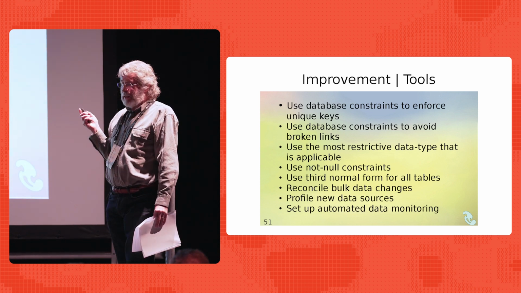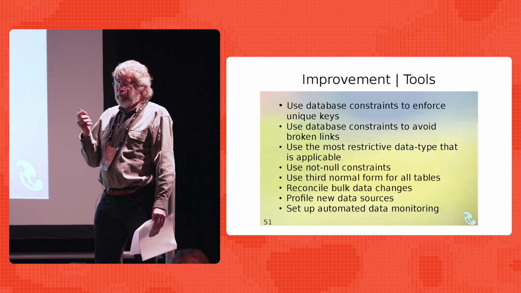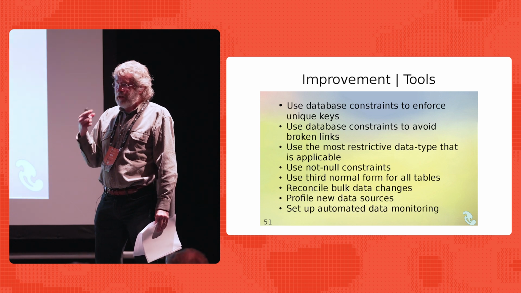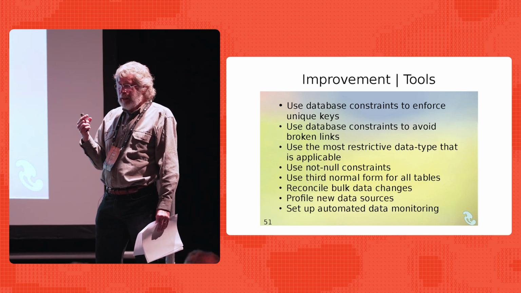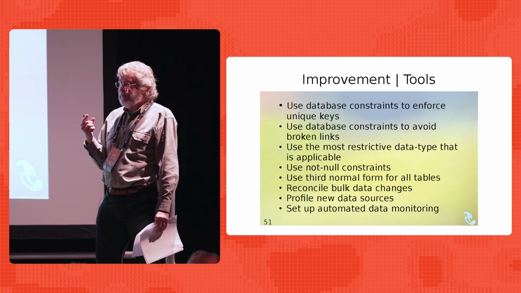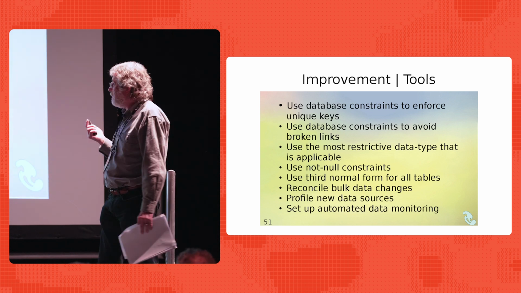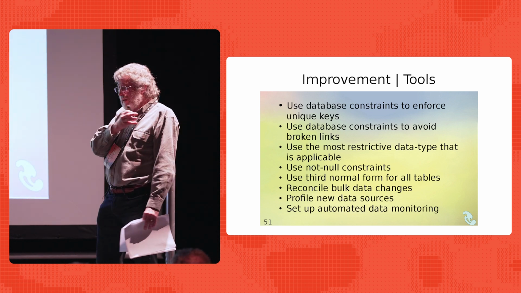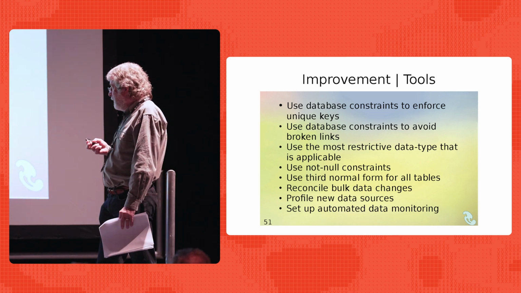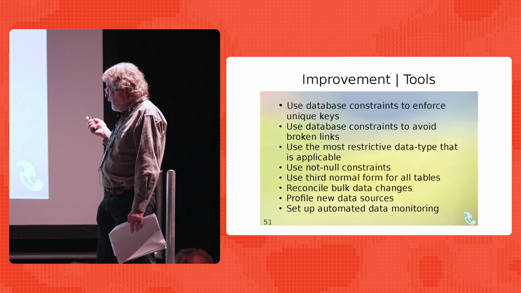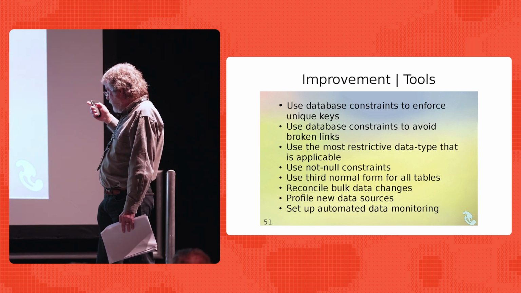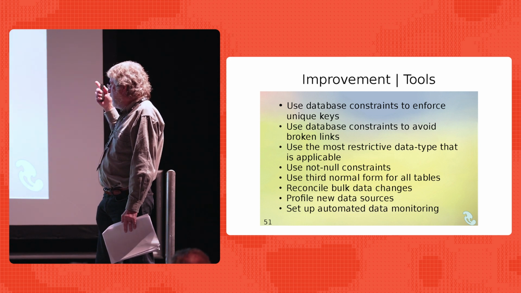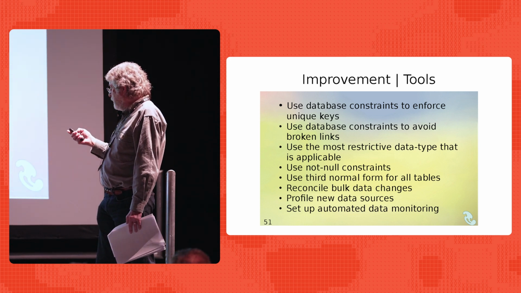And use database constraints. They're not expensive. When I first started with databases, a constraint on a column was something that would really impact performance. It's hard to measure it now. And that will stop wrong data getting into the database, even if it gets through the application validation. Reconciling, I mentioned. Profiling, I mentioned. Automatic data monitoring, I mentioned.